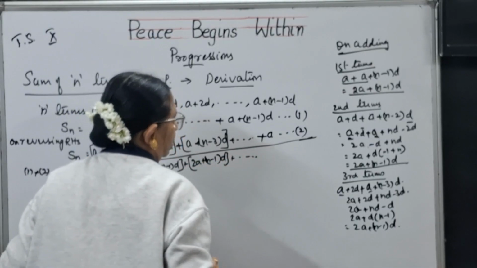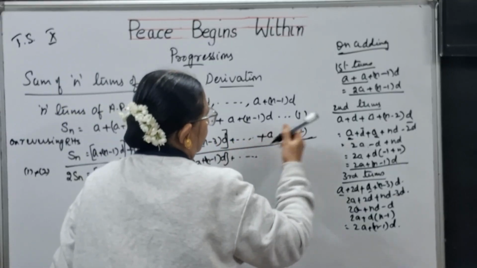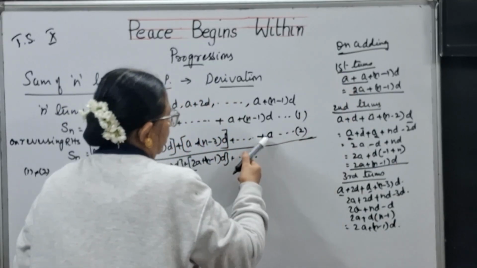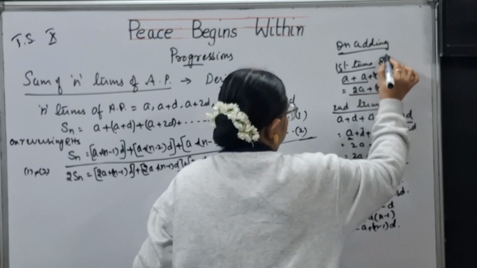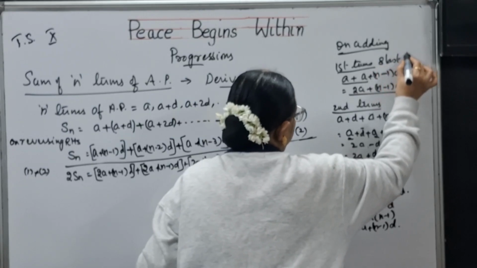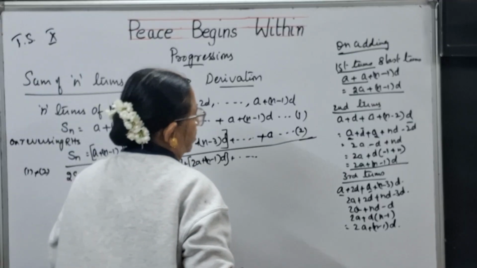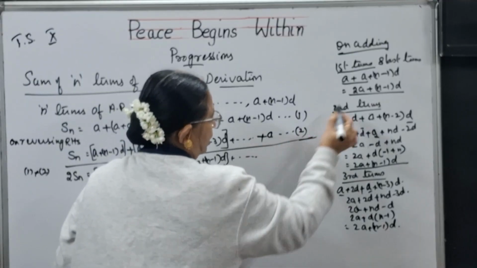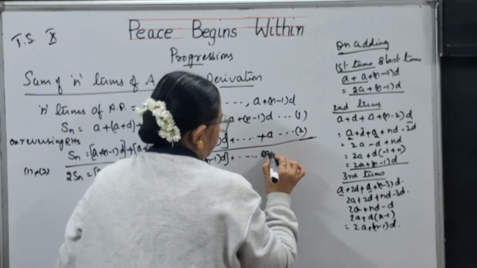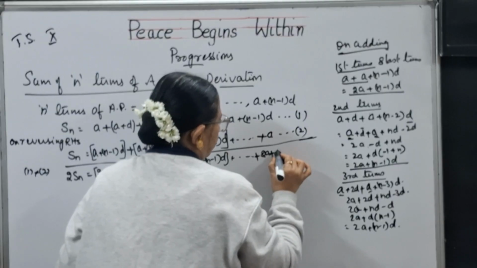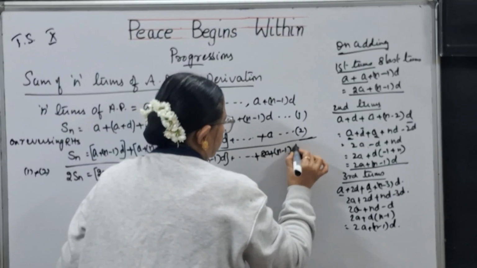Plus so on. Last term: again, the last term is the same. That is a, the first term, and the last term, both are the same. A plus n minus 1 into d plus a. That is again you are getting its value 2a plus n minus 1 into d.